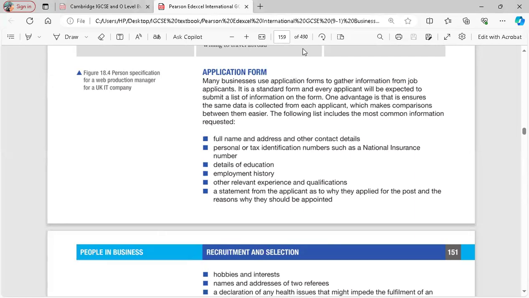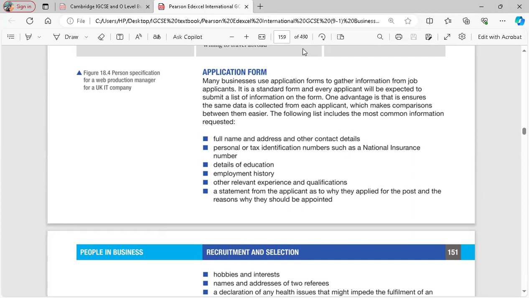One, the full name and address and other contact details. That means your name, your address, and those that we can contact in case we need to reach you and we cannot reach you. So you need to put it in the application form. Two, personal or tax identification numbers, such as national insurance numbers. Maybe even your national ID card or your international passport number, it needs to be there.